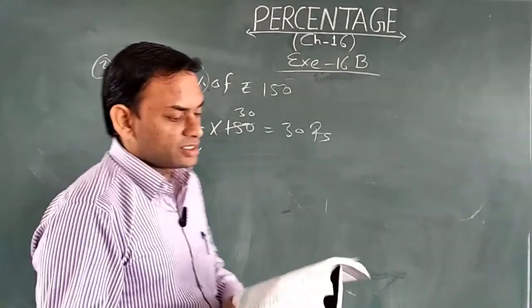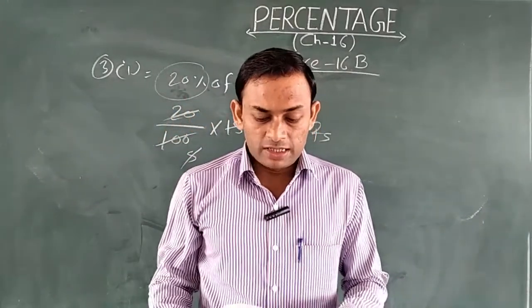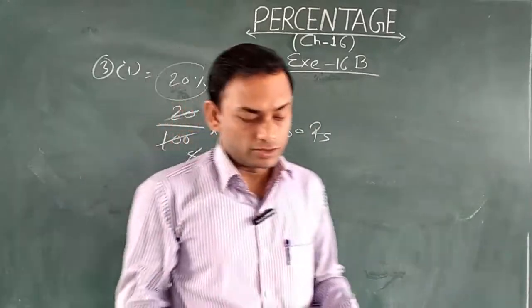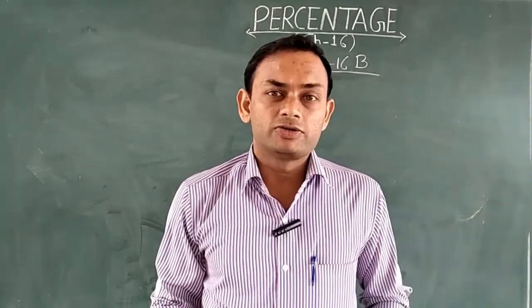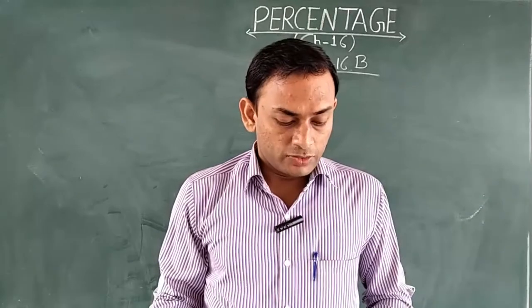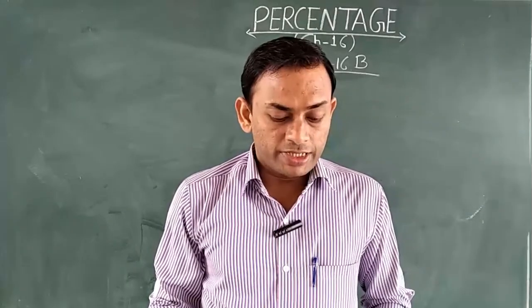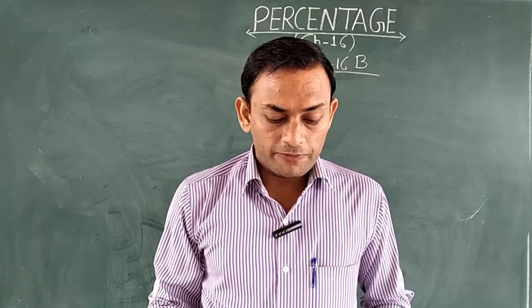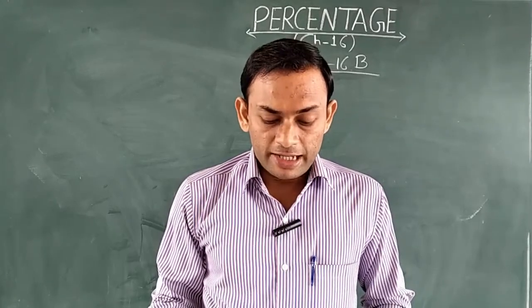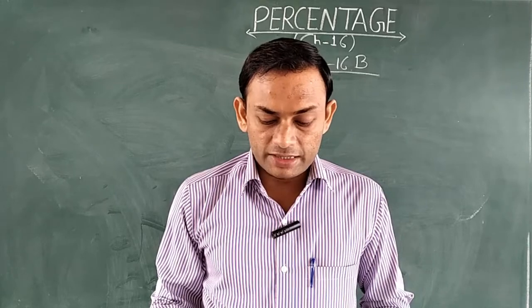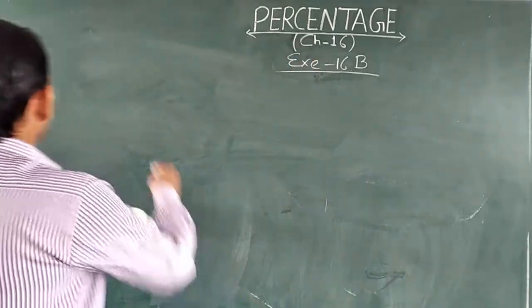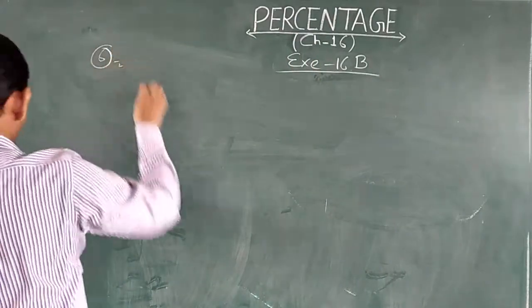The second part is like this question, so you will do it on your own. Now I am going to tell you question number 6. It says that a class contains 25 children, of which 6 are girls, and what is the percentage of boys in the class? This is question number 6.